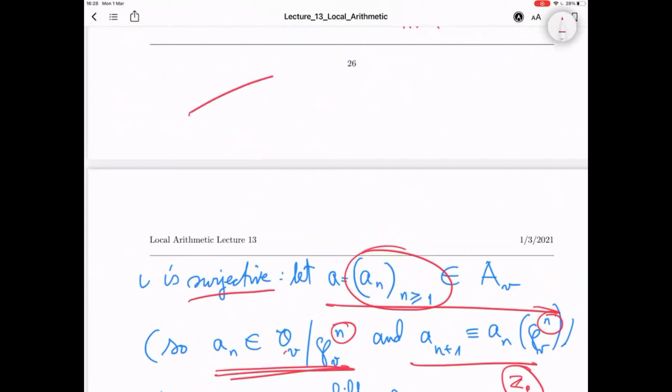Okay, so let me stop here today, and next time we will continue, and the norm map as defined in the tutorial will come into play in the next lecture.